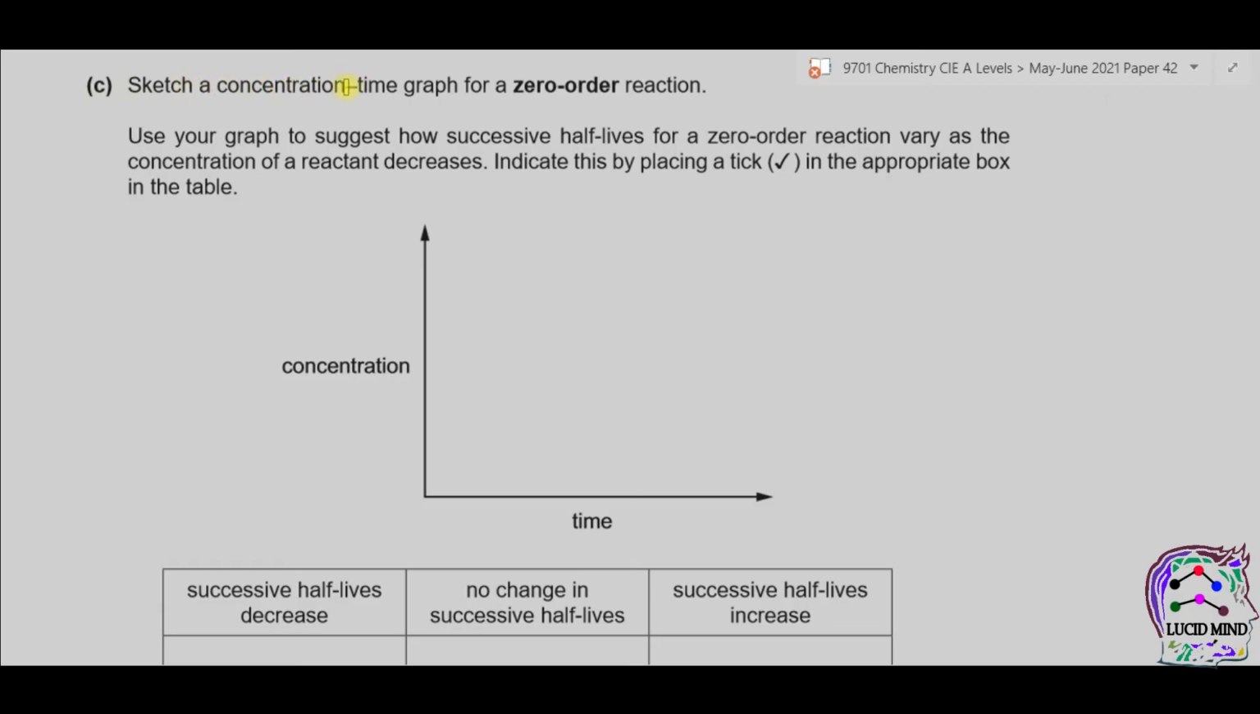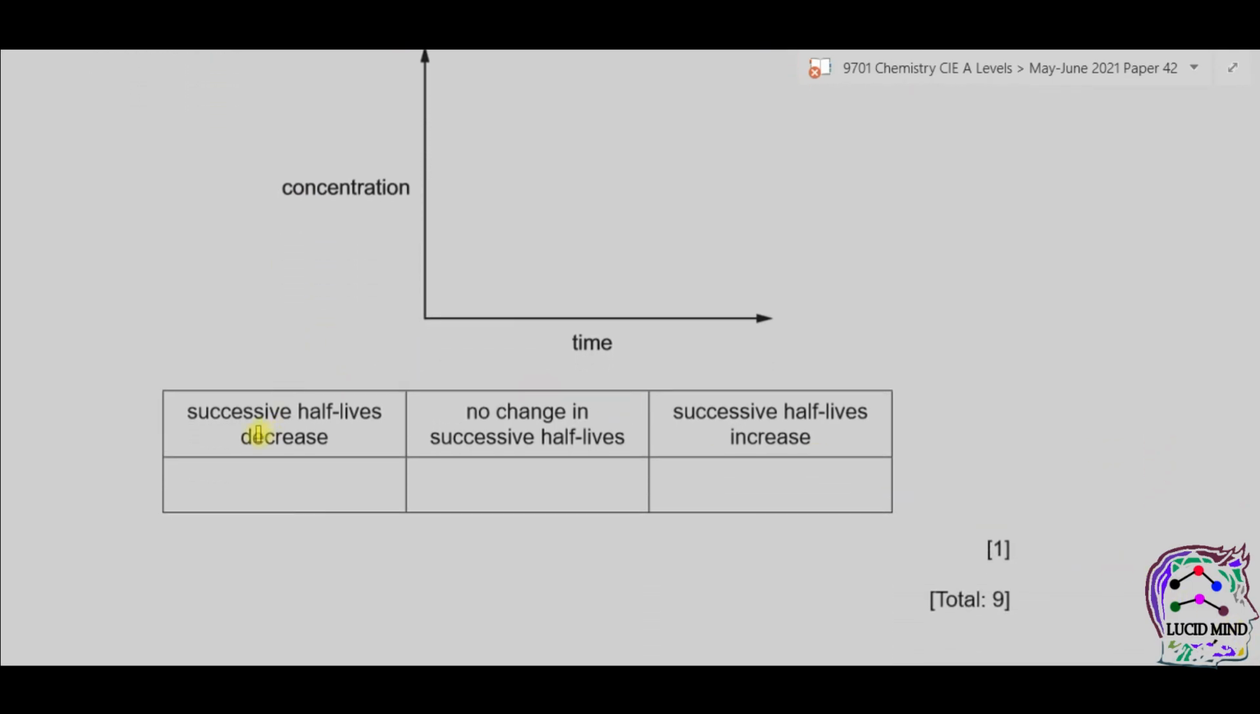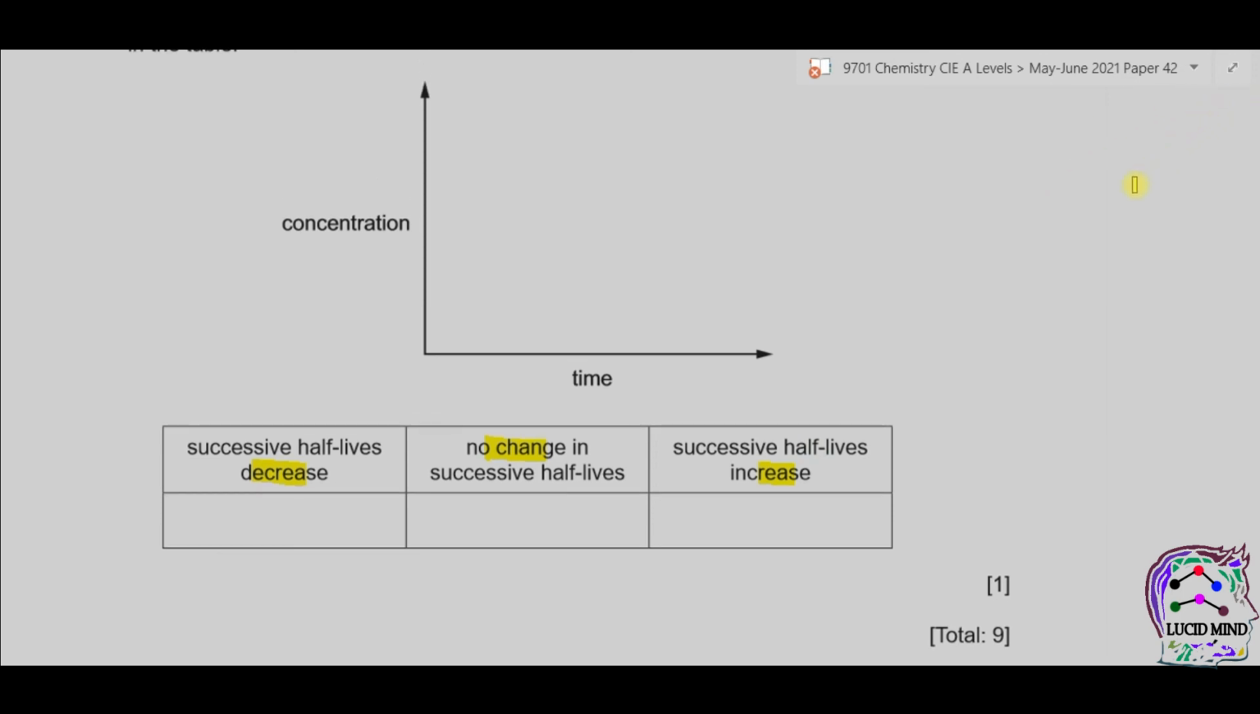Part C, sketch a concentration time graph for a zero order reaction. Use your graph to suggest how successive half-lives for a zero order reaction vary as the concentration of reactant decreases. Indicate this by placing a tick in the appropriate box in the table. We have concentration, we have time, and we have to find out whether successive half-life decreases, there is no change, or whether it increases. In a zero order reaction, the successive half-life will always decrease. For zero order, concentration has no effect on the rate of reaction, and half-life decreases with time.